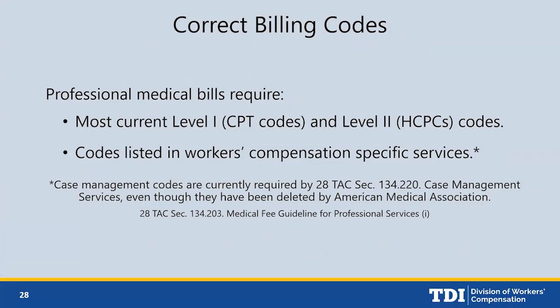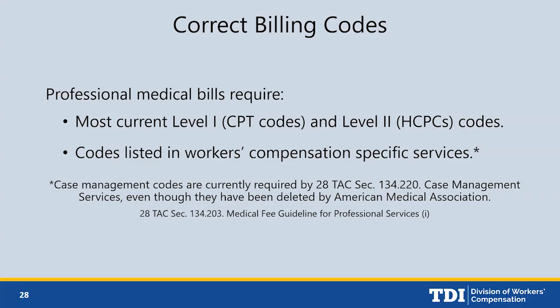So, the correct billing codes. You are responsible for using the most current level 1, which are also called CPT codes, and level 2, which are like the alphanumeric HCPCS codes. Use the most current. So if we're in 2025, you should be using 2025 codes, and that goes for ICD-10 codes, those are the diagnosis codes. Use the most current level. So your coder, your charge master person, needs to be using current CPT and HCPCS codes for that date of service. Now, there are some codes listed in our workers' comp specific fee guidelines. We're going to go over that and talk about it later in this video.